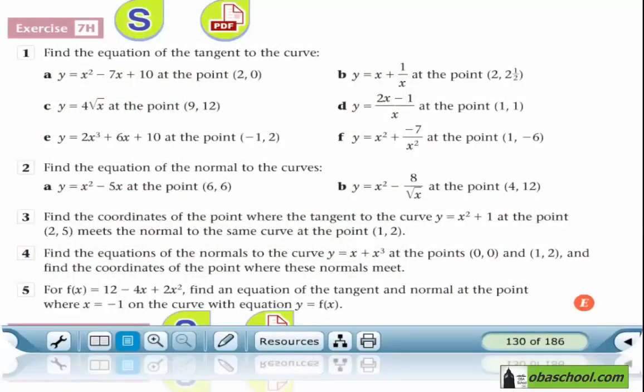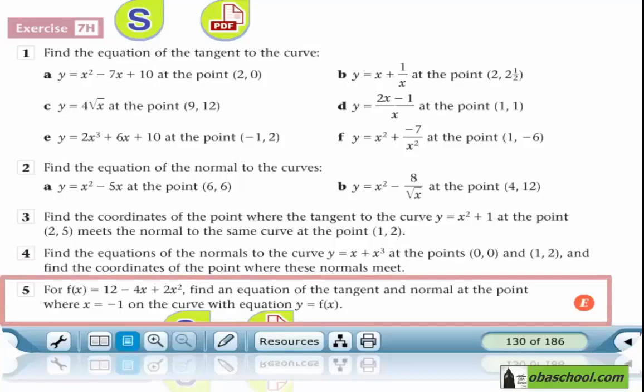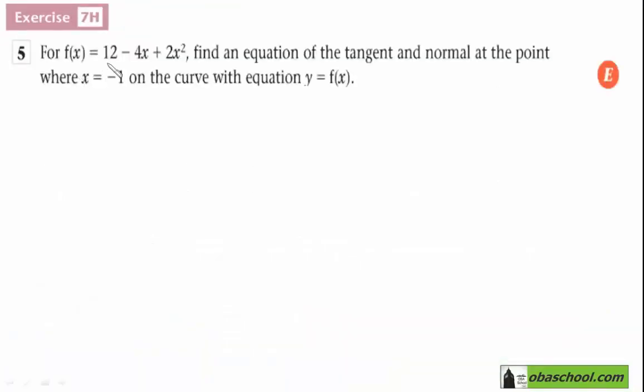So let's go to set of exercises 7H, exercise number 5, page 130. This is an examination exercise. For f of x equal 12 minus 4x plus 2x squared, find an equation of the tangent and normal at the point where x equal minus 1 on the curve with the equation y equal f of x. Then we have f of x and we have a point with the value of x, so we are asked to find the equation of the tangent and normal at x equal minus 1.